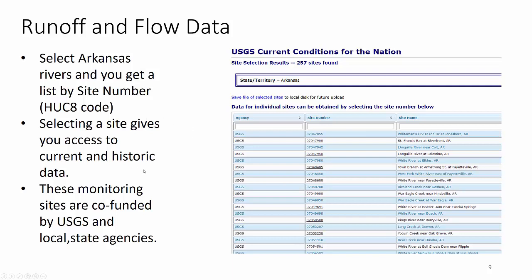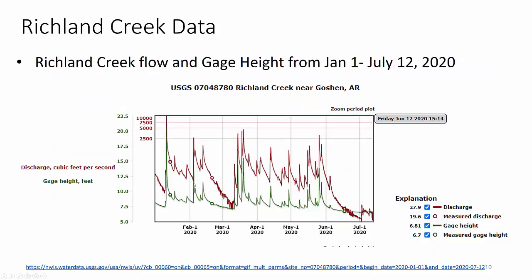Selecting a site gives you access to current and historic data. These monitoring sites are co-funded by USGS and other agencies. As always, the federal government starts something and then stops, and then over time fails to maintain it. And so it's such critical data that we've seen other state agencies and organizations have a significant interest in maintaining these data.